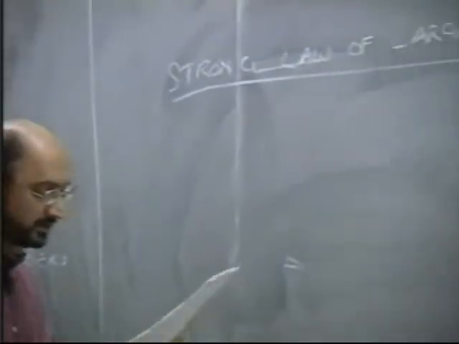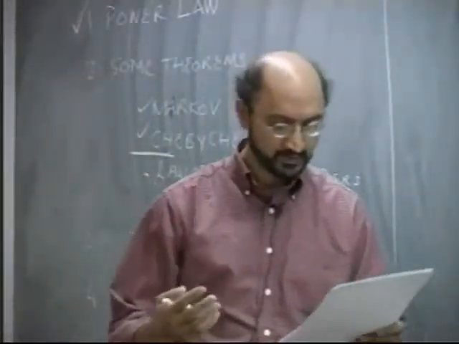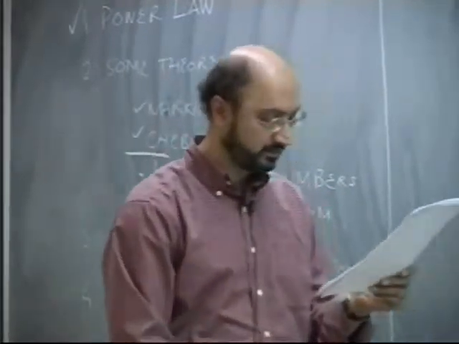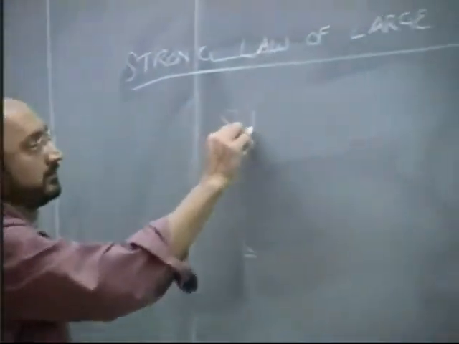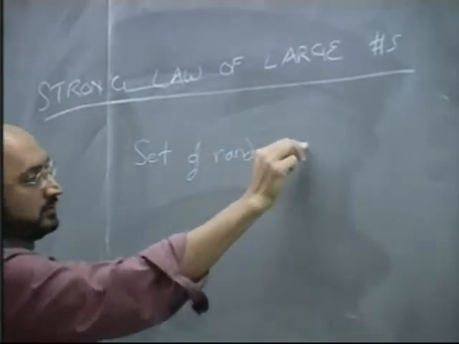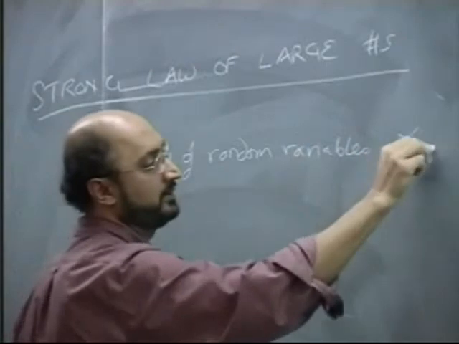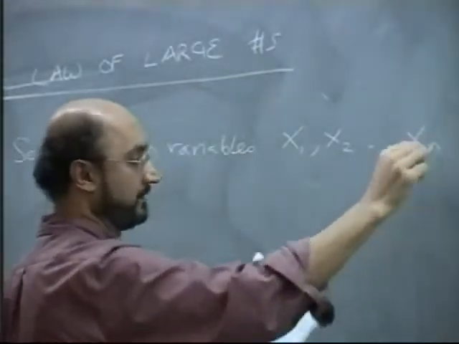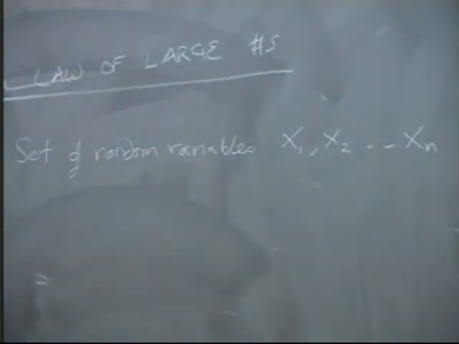What we're saying here is that we have some kind of random variable. I should say, I have a set of random variables, and I'll call them x1, x2, etc., until xn. Now, I'm going to assume they are independent.